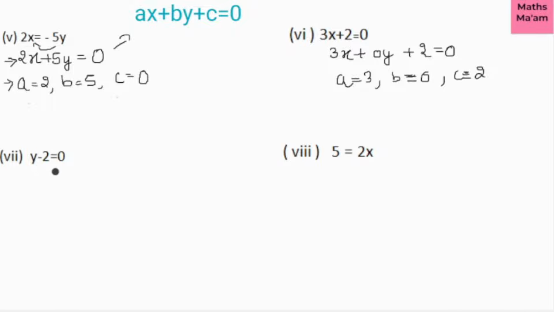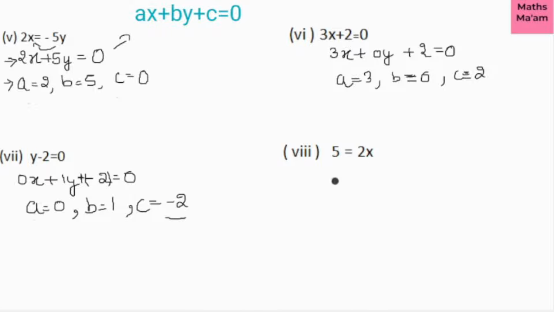Now here y minus 2 is equal to 0. Similarly we can see here x term is 0, so we write 0x plus 1y because the coefficient of y is 1, minus 2 is equal to 0. We can write this as in bracket minus 2. In the standard form we should write plus c, that's why. So here a is equal to 0, b is equal to 1 and c is equal to minus 2. Right, next one, last one.